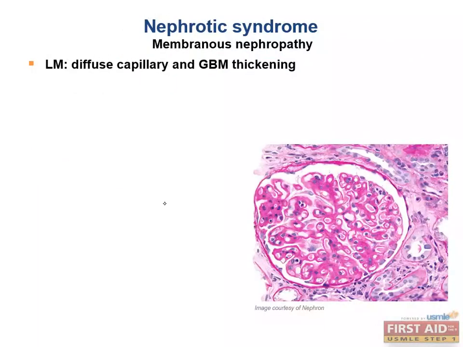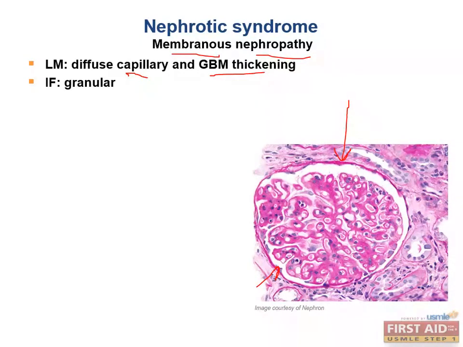Next is membranous nephropathy. This one is a bit more complicated. The common histologic findings include capillary and glomerular basement membrane thickening on light microscopy. Notice that this time the glomerulus is completely involved. All of the areas of the glomerulus are thickened.